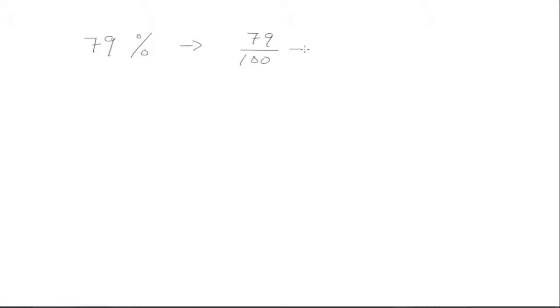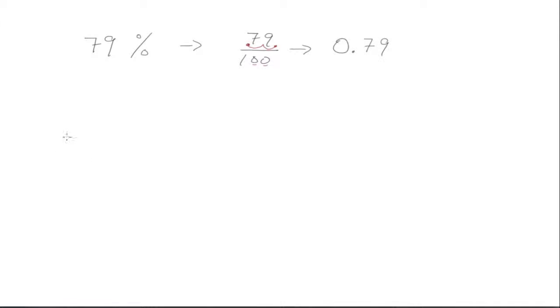Well, 79 divided by 100, what happens here is we take our decimal, which is here on the end, and when we divide by 100, the decimal moves to the left twice. There's 2 zeros, so the decimal moves over twice and ends up in front of the 7. So 79% is the same thing as 79 over 100, and it's the same thing as 0.79.